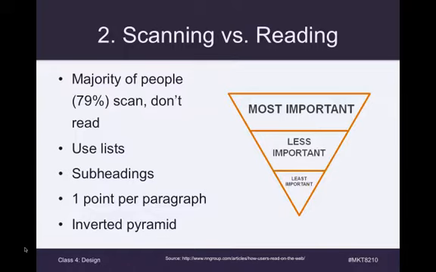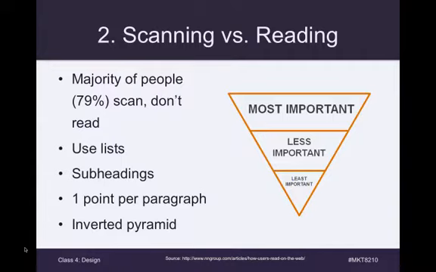Principle number 2 deals with the way we behave as modern humans reading the internet, in that most of the time we scan and we don't actually read. Most of the time. A study I found, and the source is at the bottom of the slide, so when you get the slides you can take a look at the source, says 79% of people scan content online, they don't actually read it.